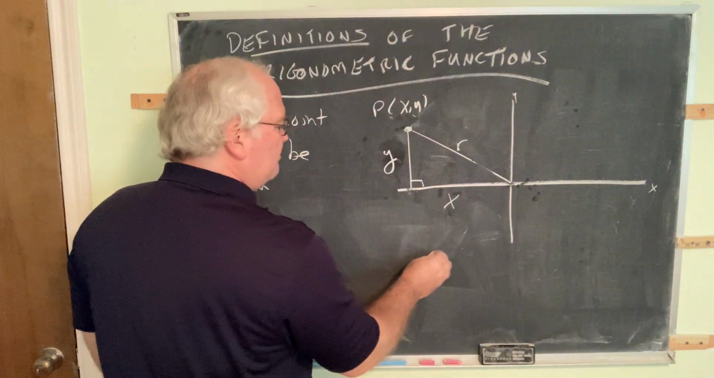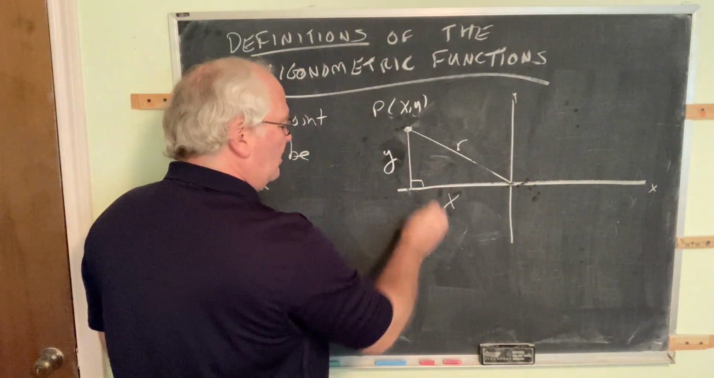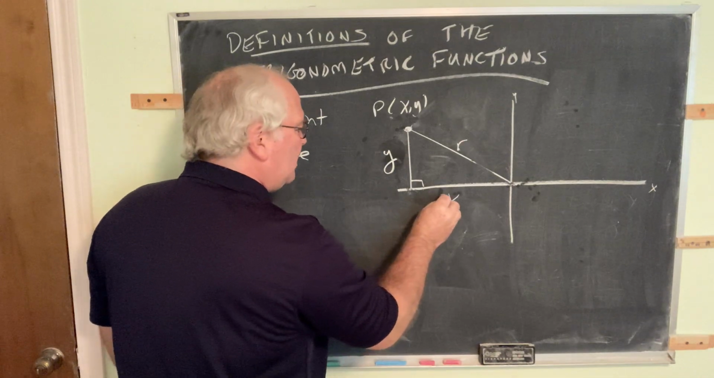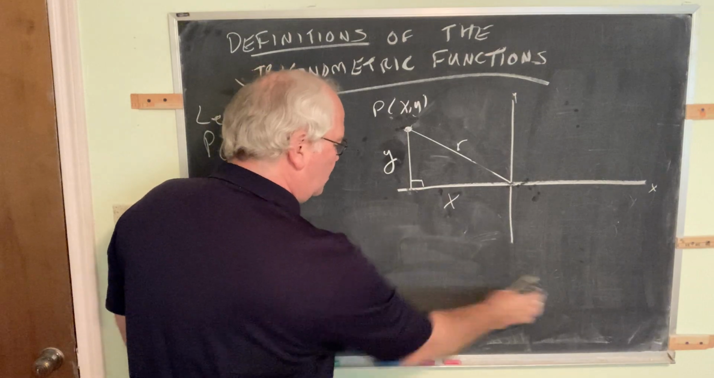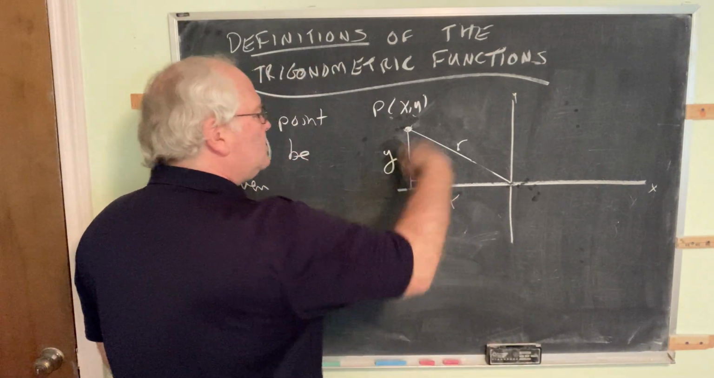If I had chosen this to be point P, x is a negative number and y is a negative number. I don't need to put a negative value in front of that because x is already equal to a negative value. So that's my triangle.